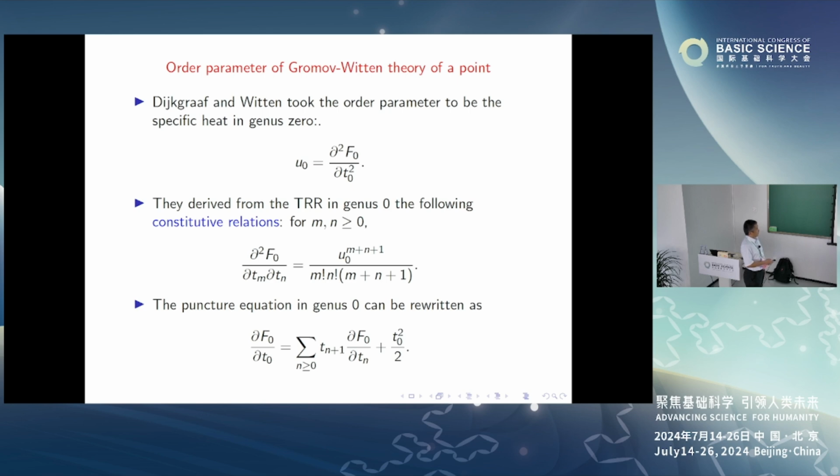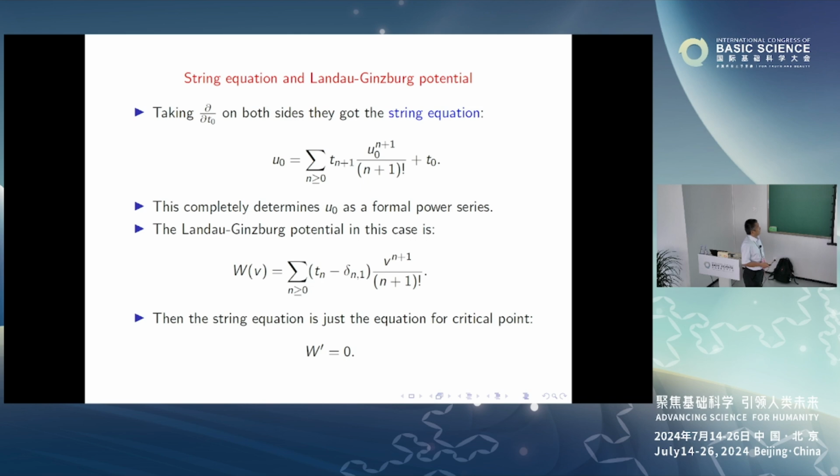And in genus 0, the puncture equation can be rewritten as a differential equation in this way. And then they take the derivative with respect to T0 on both sides. Then what they got is an equation of this form. So this is an equation for u0 in terms of these coupling constants. And this is the string equation, discovered actually in the setting of matrix model theory. There is a matrix model approach to 2D gravity, and this was discovered in that setting. But using algebraic geometry, it can be re-derived here in this way.